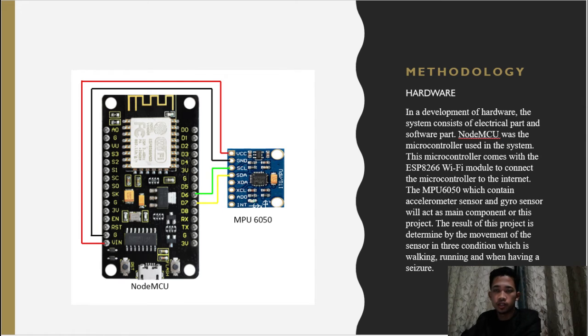Next is methodology. First one is hardware. In the development of hardware, the system consists of electrical parts and software parts. NodeMCU was the microcontroller used in the system. This microcontroller comes with the ESP8266 Wi-Fi module to connect the microcontroller to the internet. The MPU 6050, which contains accelerometer and gyro sensor, will act as the main component of this project.